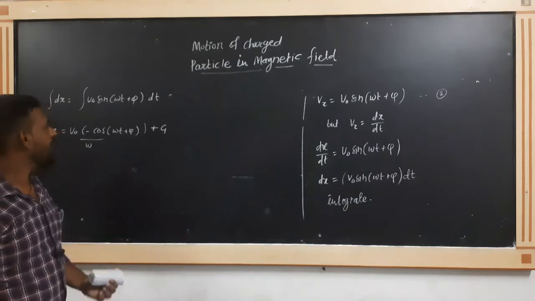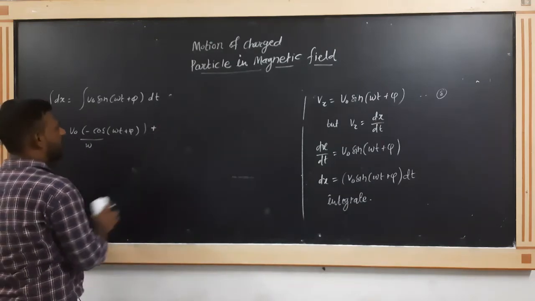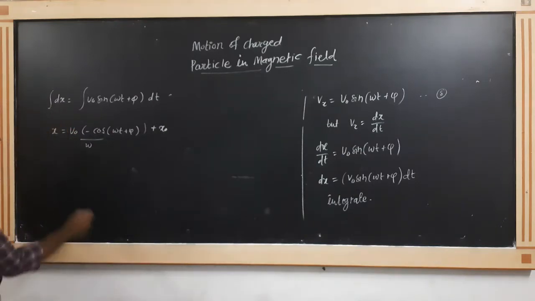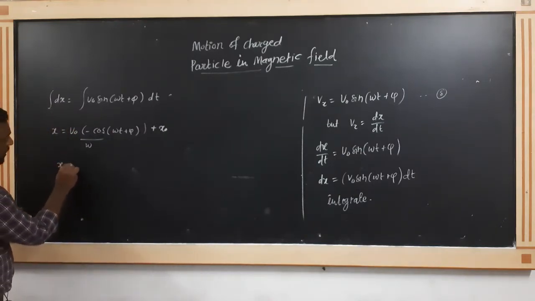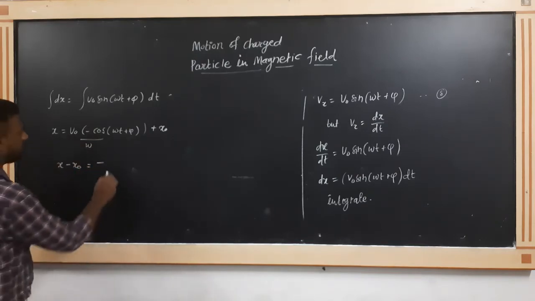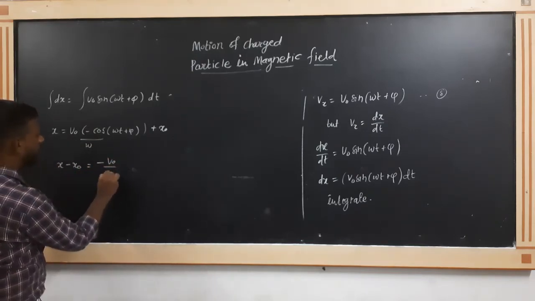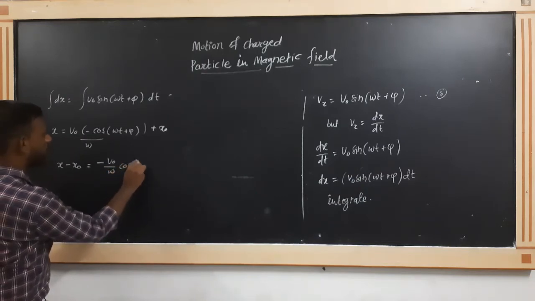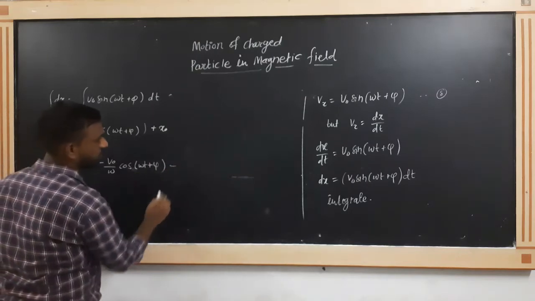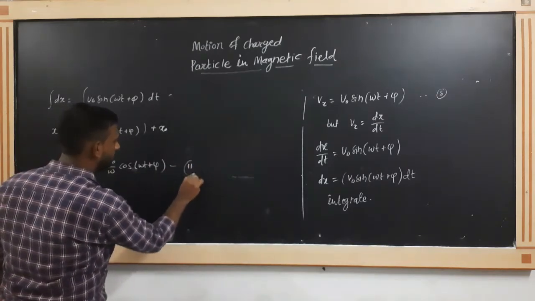If you apply the initial boundary condition, you will get that c1 is x0. So rewriting this equation, x minus x0, I just put this x0 on this side, equals minus v0 upon omega cos of omega t plus phi. This is equation number, let's say, 11.